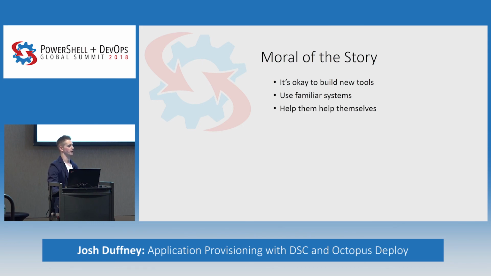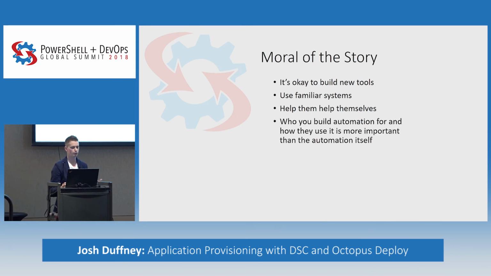Help them help themselves. So we're reducing that. We actually cleaned up a lot of bandwidth that we could do. Automating the provisioning gave us the bandwidth to actually do the config management tool stuff. So you got to help your customers help themselves. And who you build automation for and how they use it is actually way more important than the automation itself. If you write a really cool function and you got to run it all the time, you still got to run it all the time. Put that extra effort in and make it more usable from your customer standpoint.